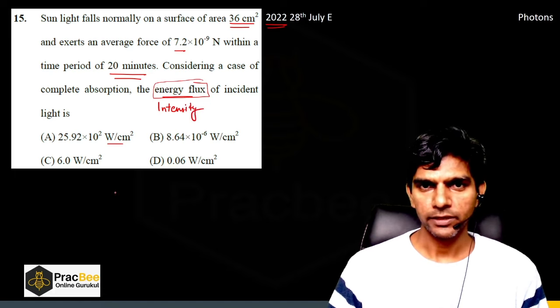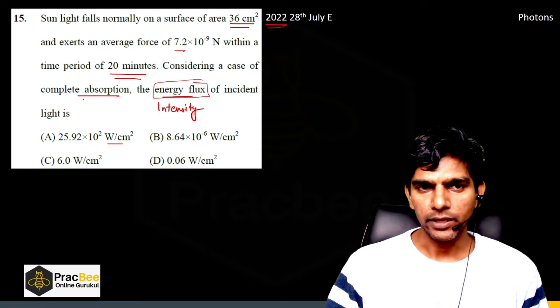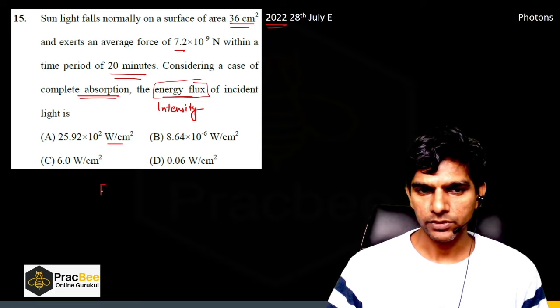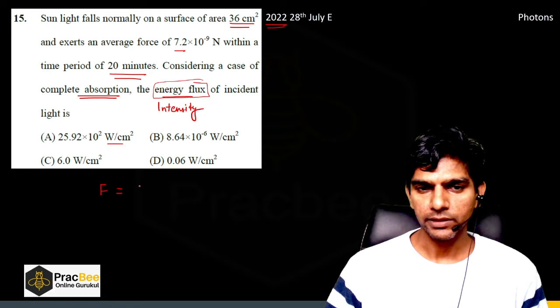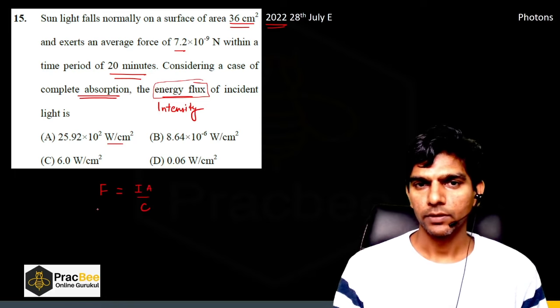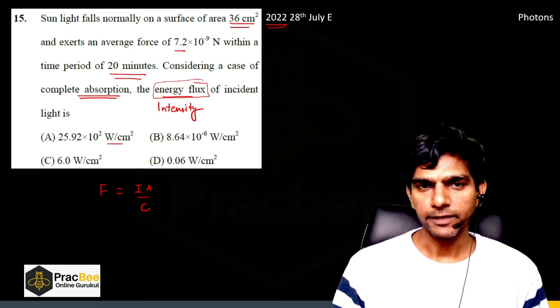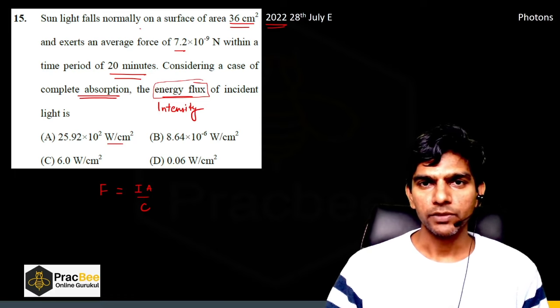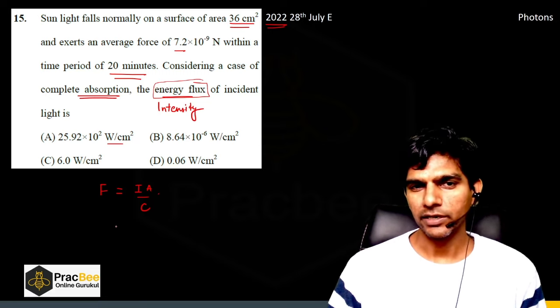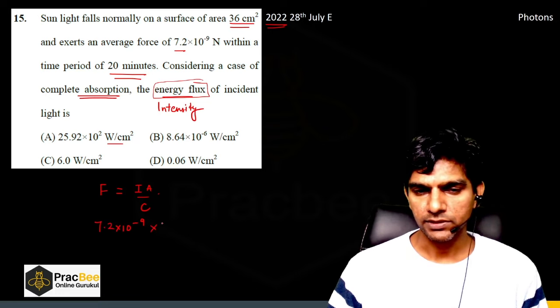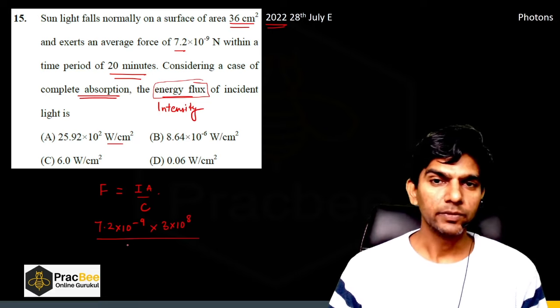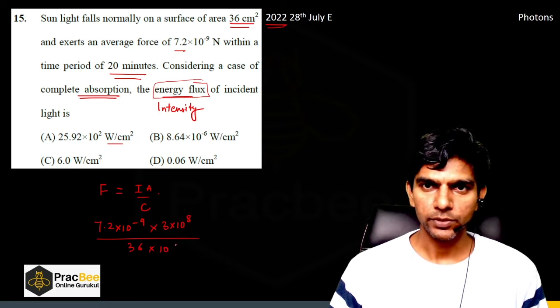Okay, now let us see how we can do that. Force is given to us and it is a completely absorbing surface. So we can say the force is nothing but the rate of change of momentum per second. So force can be written as IA by C. And we have to find the intensity, right? The force is given, area is given, and time period is also given. But I don't think the time period is required to find intensity. So force is 7.2 into 10 raised to power minus 9, multiplied with C, which is 3 into 10 raised to power 8, divided by the area, which is 36 into 10 raised to power minus 4.